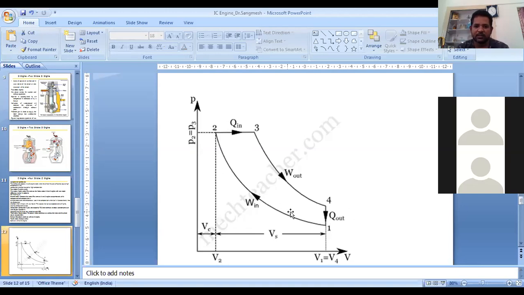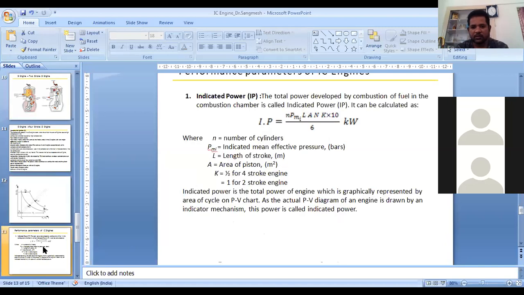The rest two processes are isentropic compression and isentropic expansion. So except that, everything is going to be the same. So now we'll move on to the performance parameters of the IC engine.